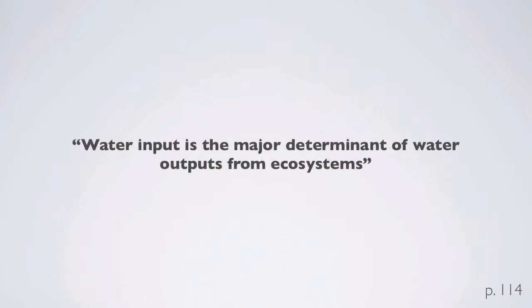Water input is a major determinant of water outputs from ecosystems. This part seems pretty simple, but you can't lose what you don't have. So the more precipitation there is, eventually the more losses there're going to be. If you don't have a lot of precipitation, losses just can't be high.